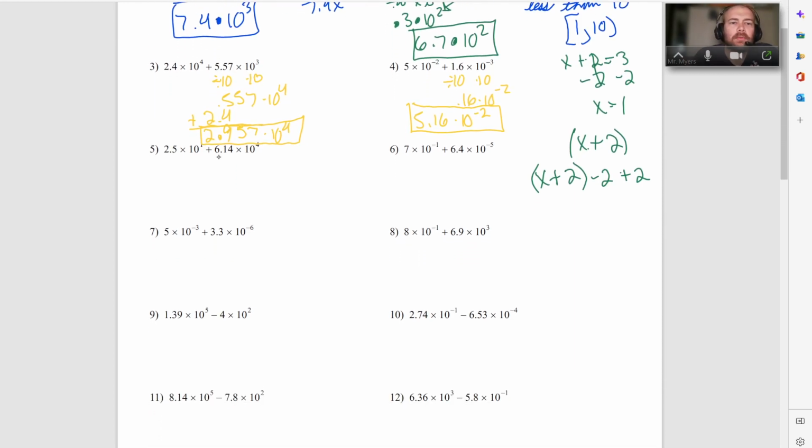All right, this one right here, I believe that's a 1. Let me make sure. Yeah, that's a 1. Okay. Just wanted to make sure I was doing it right.